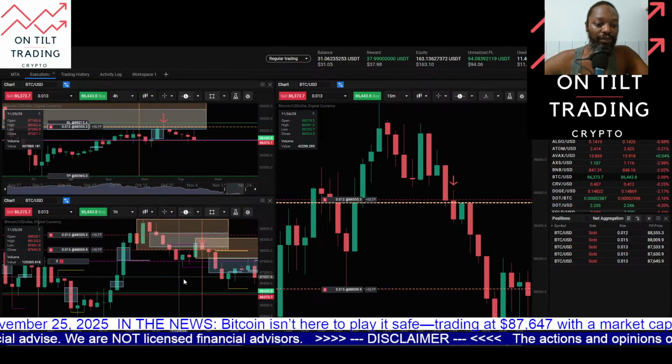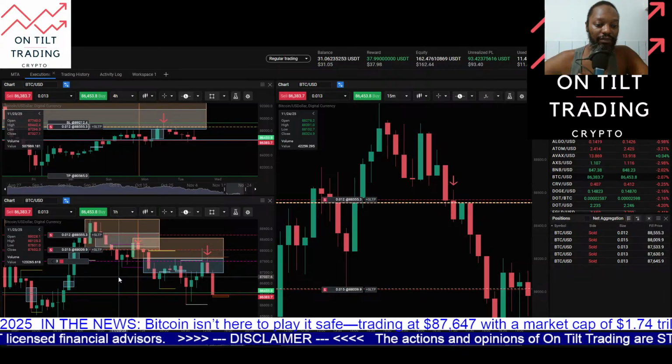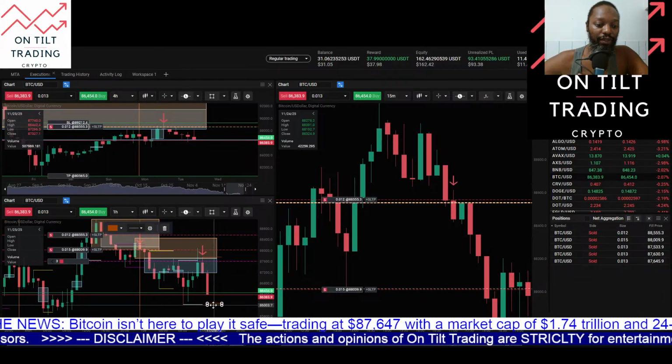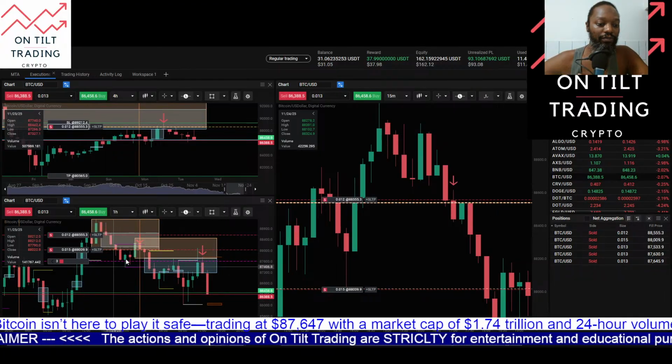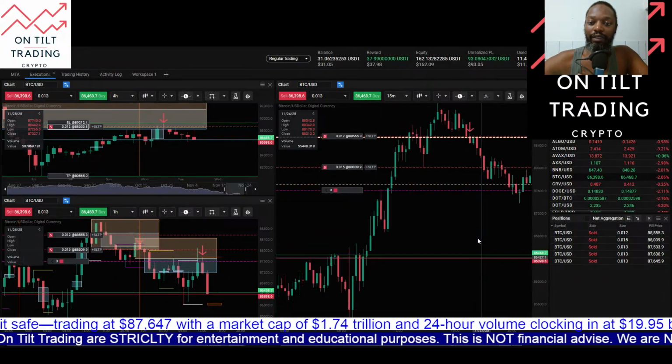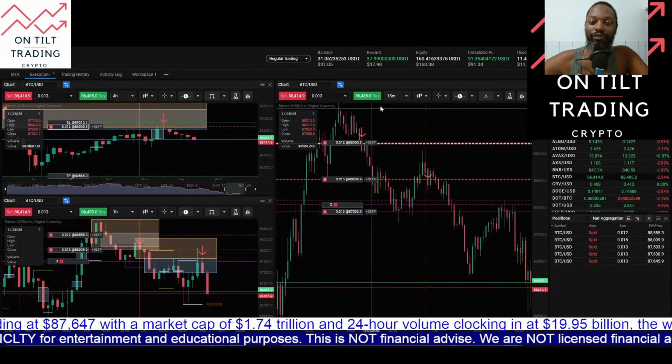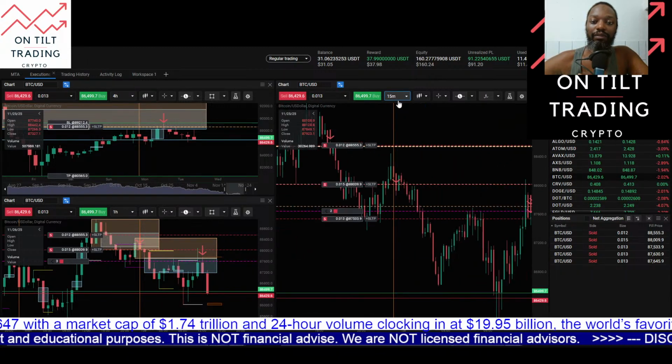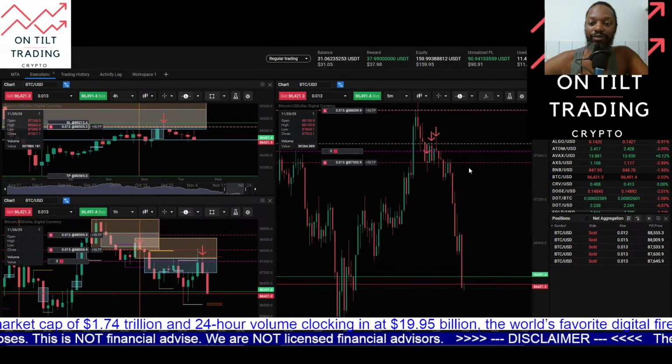Then the remaining positions are off of the 60-minute chart, or the 1-hour chart, and these positions both have different entries but the same target. And then I will switch over here to the 5-minute chart.